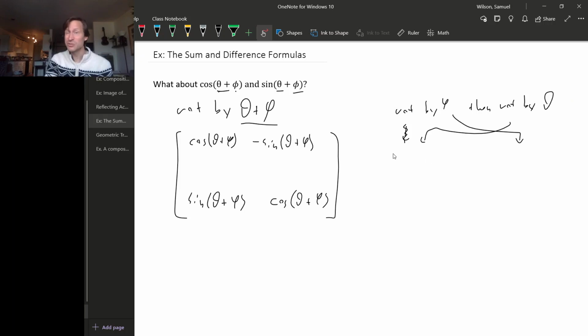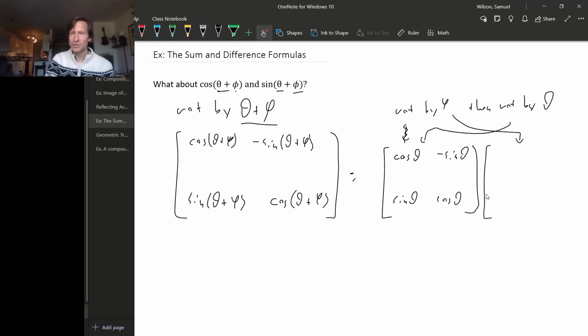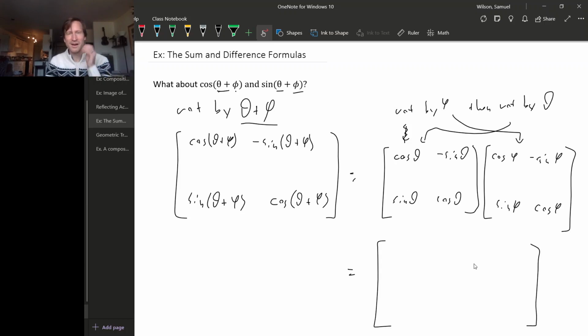But we can write the individual matrices. The matrix for rotation by theta is cosine theta, minus sine theta, sine theta, cosine theta. And the matrix for rotation by phi is cosine phi, minus sine phi, sine phi, cosine phi. And then we can just do this matrix multiplication. In fact, we could do the whole thing, but I'm really only interested in the first column. You'll see why in a second.